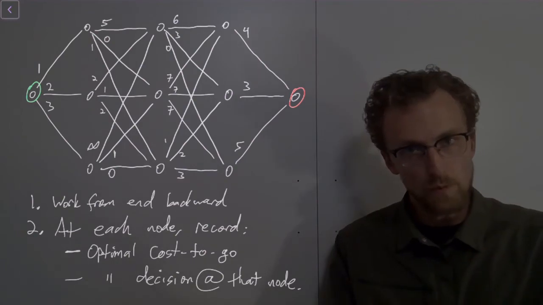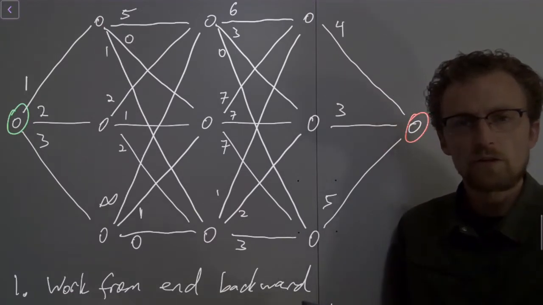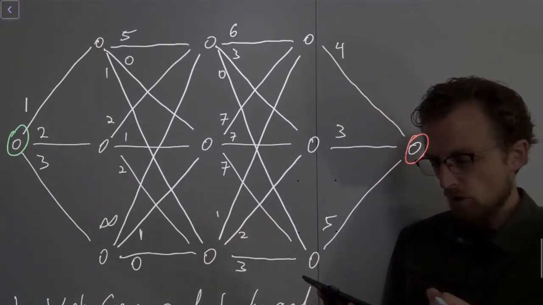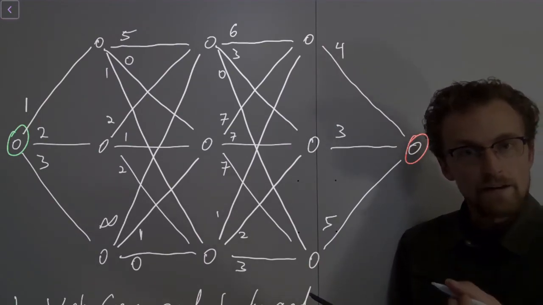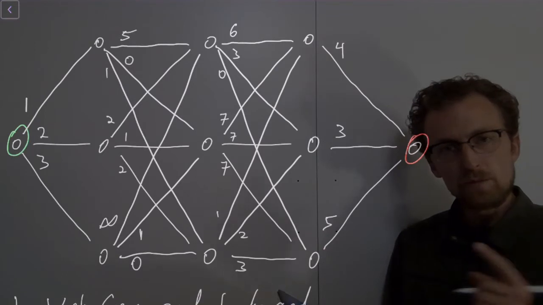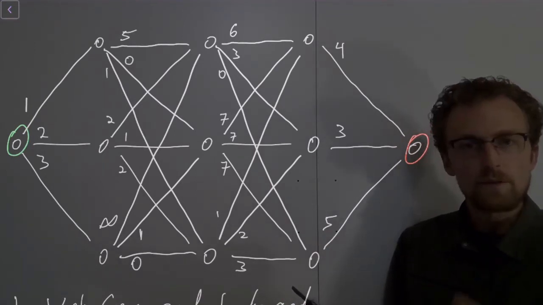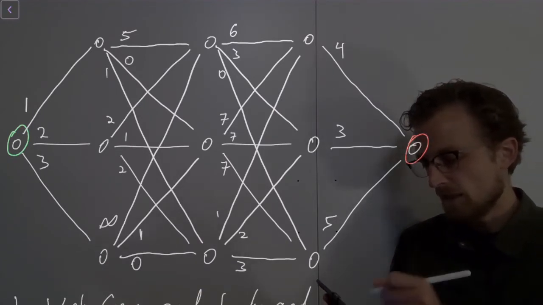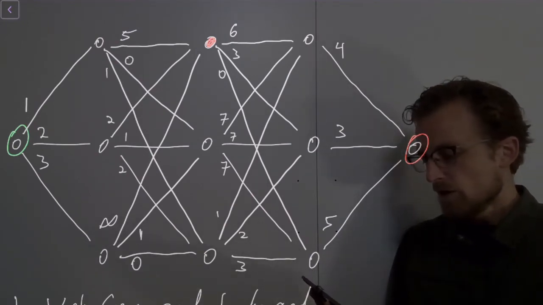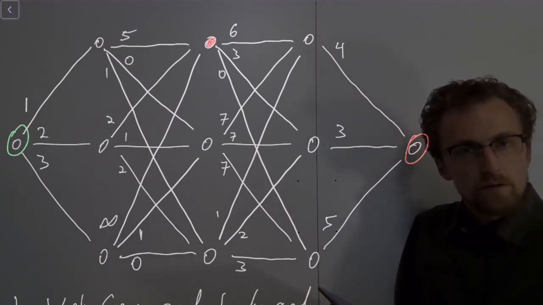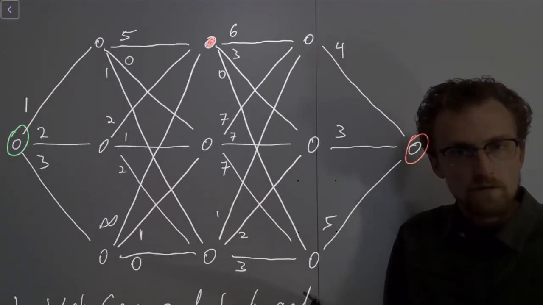Let's do this for the entire problem here and figure out what to do. So I'm going to zoom in a little bit, try not to obscure myself too much. And at each one of these nodes, I'm going to write down in red the optimal cost to go, and I'll write down the optimal decision to make. Let's begin here, and I'll mark a node in red once we're there. At this node, I have three choices to make. I can go up, I can go middle, or I can go down.